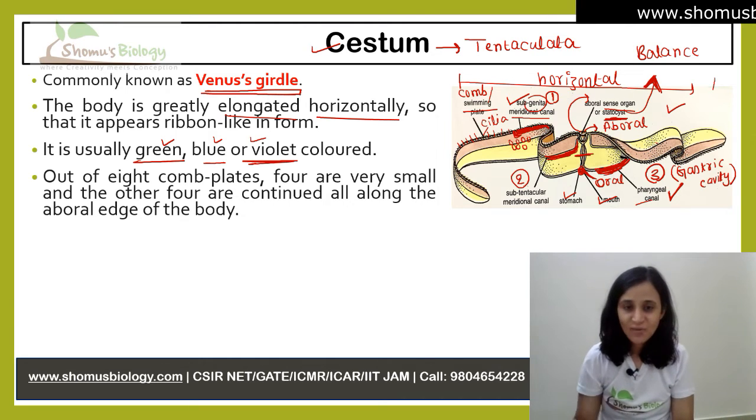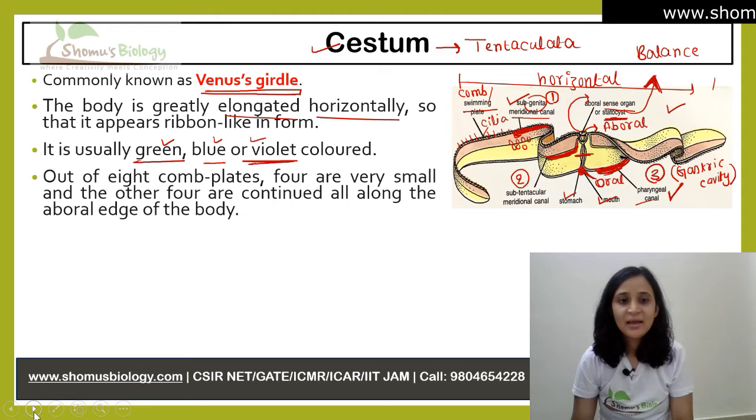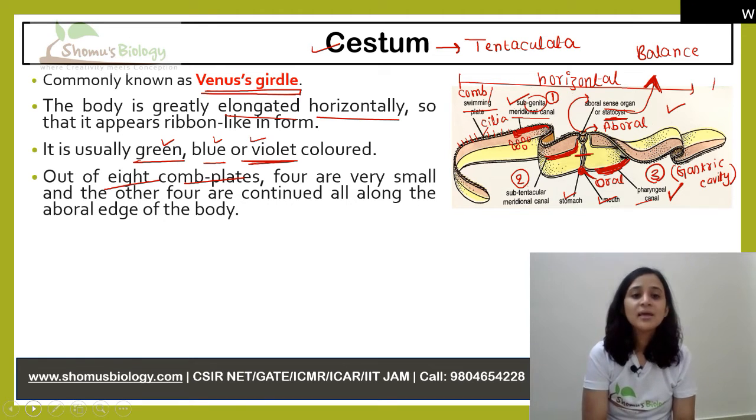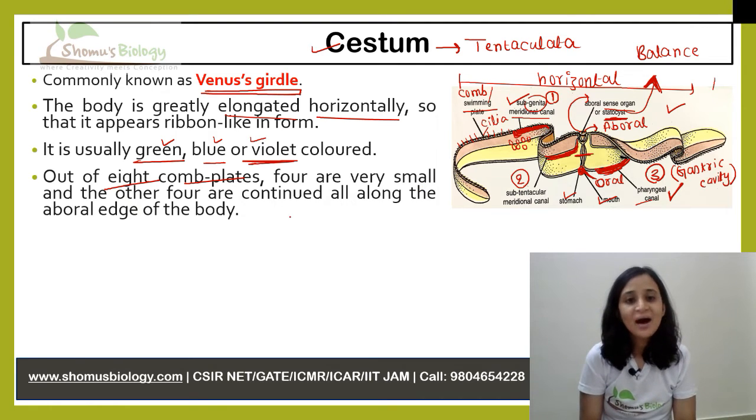So this is the body structure of Cestum, and here we can see that out of 8 costae, which we know they normally have, 4 are very small and the other 4 are continued all along the aboral edge of the body. That's why you can't find the 4 very small costae in this picture, but they have them.